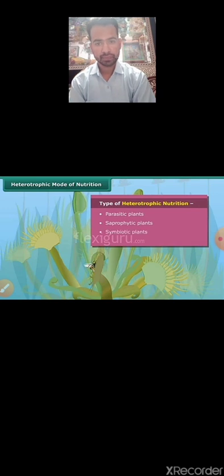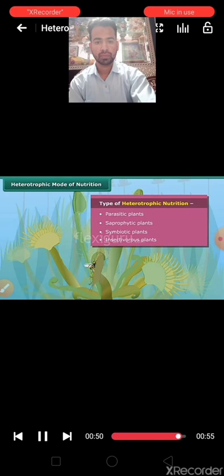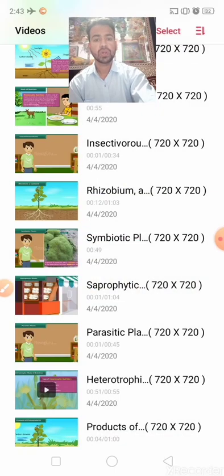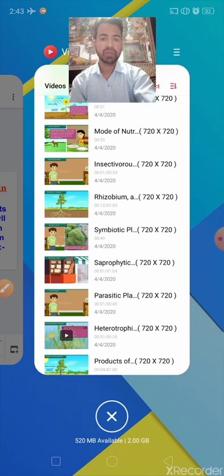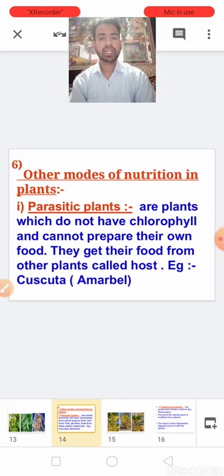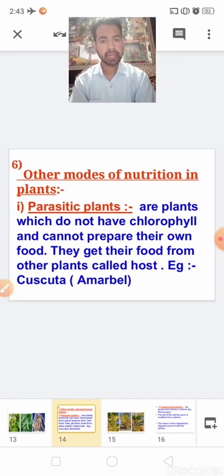There are 4 types of heterotrophic plants: parasitic plants, saprophytic plants, symbiotic plants, insectivorous plants. Now let's learn them. Okay, so one by one we will discuss here. Start from the first, that is parasitic plant.